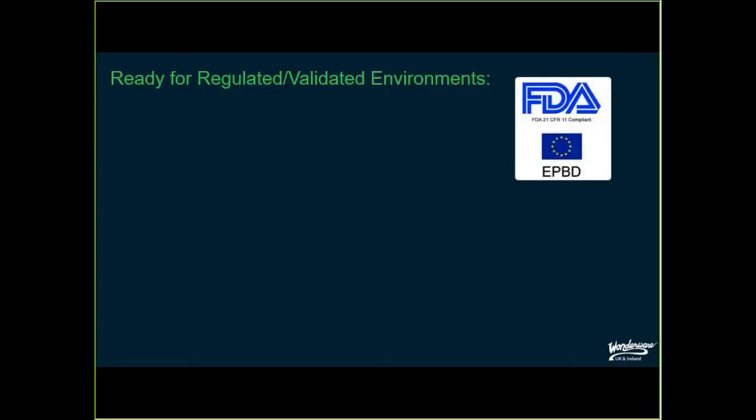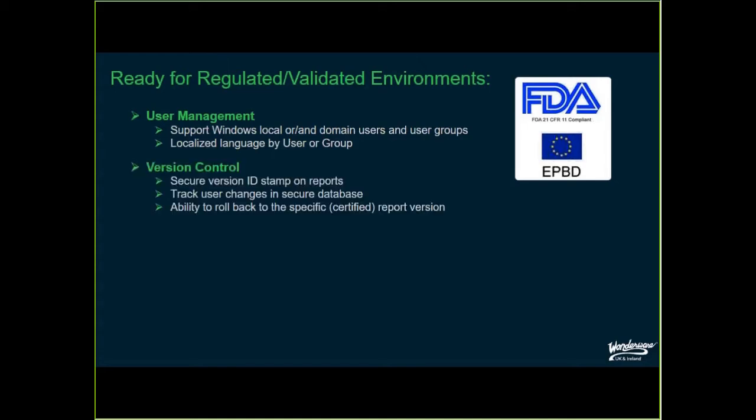Dream Report is also ready for the regulated and validated environment. It provides extremely good user management. So it supports Windows authentication with either local or domain groups, and you can even localize Dream Report to work in any language. As we said previously, version control is by default a part of Dream Report. So there's a secure version ID on every report, and you can track user changes in a secure database, and you can even roll back to a specific certified version of a report.